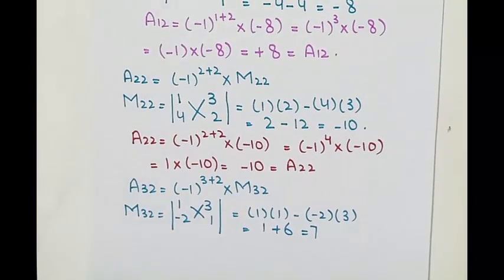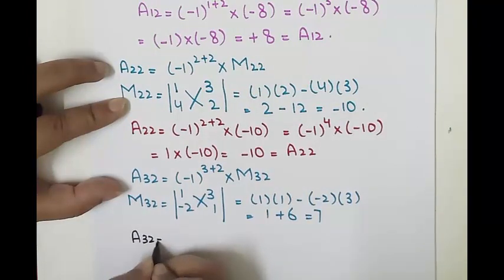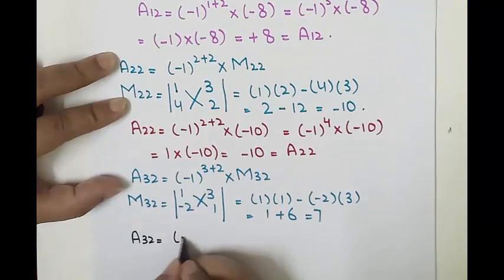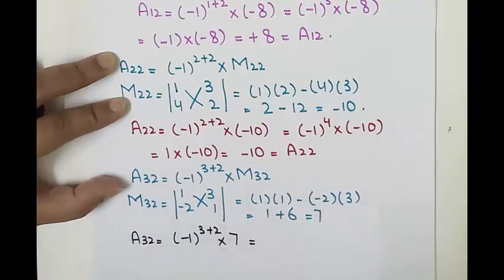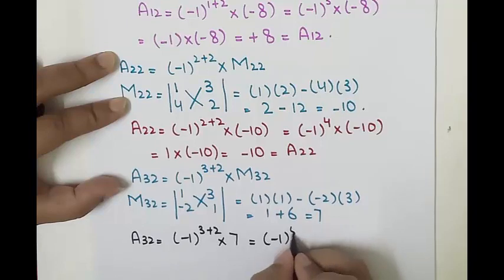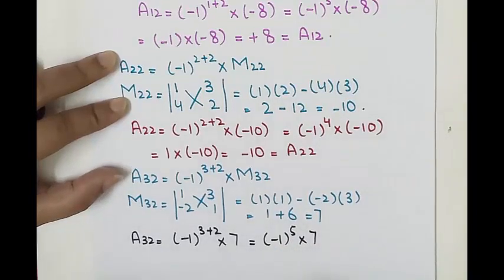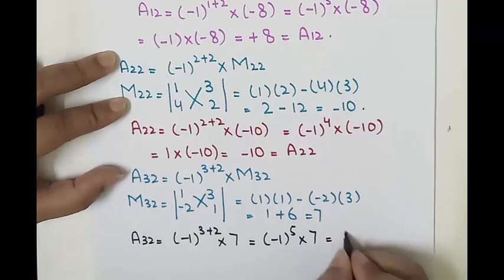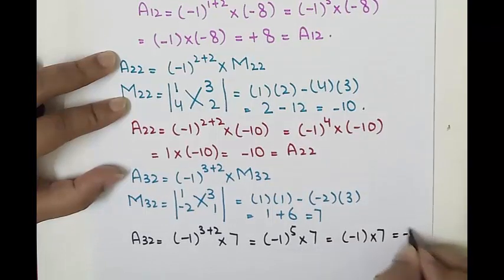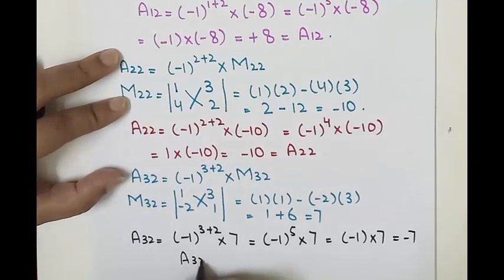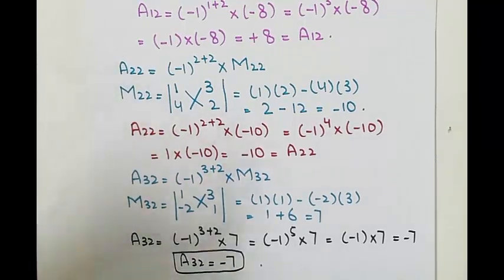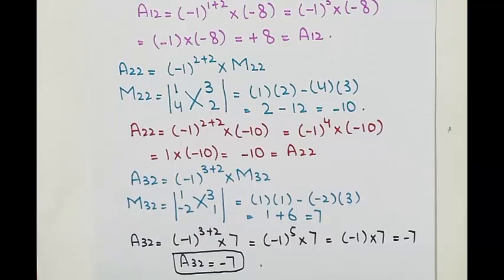Now to find the cofactor A32, this is equal to (-1)^(3+2) into M32, which is 7. 3 plus 2 is 5, multiplied with 7. So (-1) to the power 5 is -1 into 7, which is equal to -7. So the value of cofactor A32 is -7. This is how we find the cofactors, for which we should know how to find the minor.